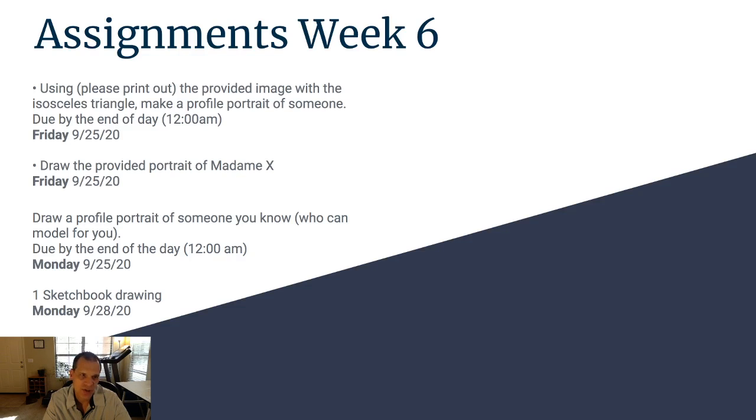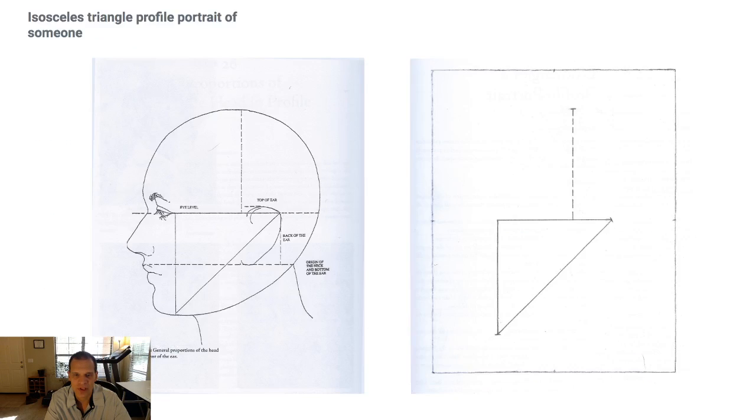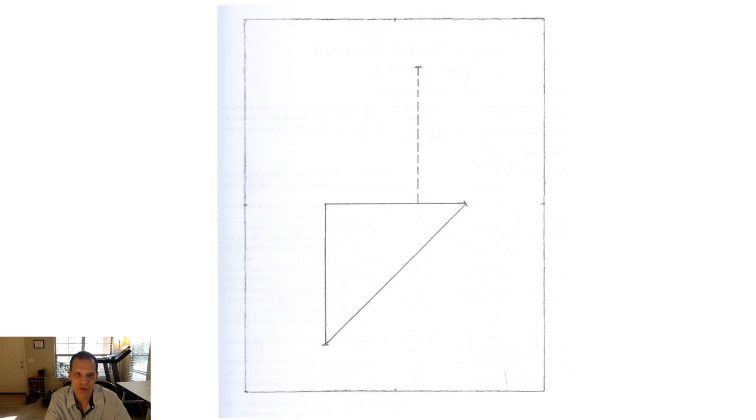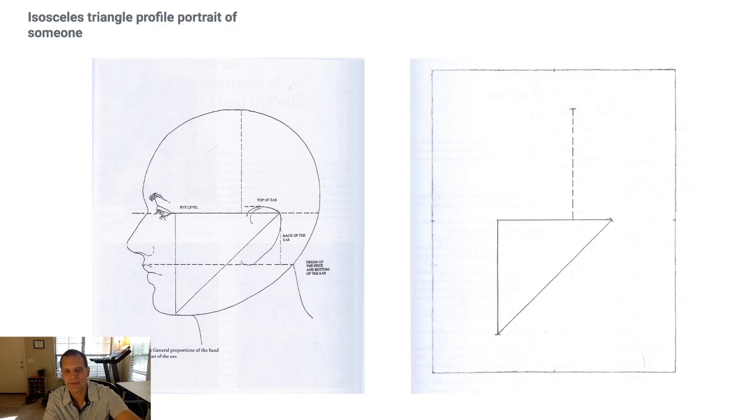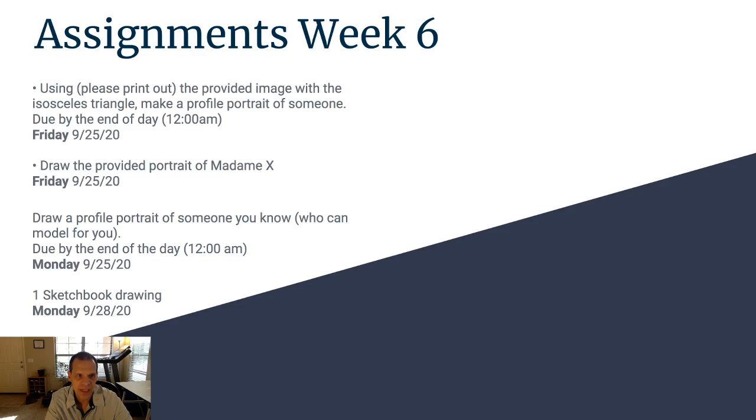So what you'll do, if you're at home, is just print out the image of the isosceles triangle, which is this image here. Print that out, and then draw a person just like the face on the left. Draw the person's profile with their head and their eyes and their nose and everything. So go ahead and give that a try. Okay, let's do by the end of day, 12 a.m.